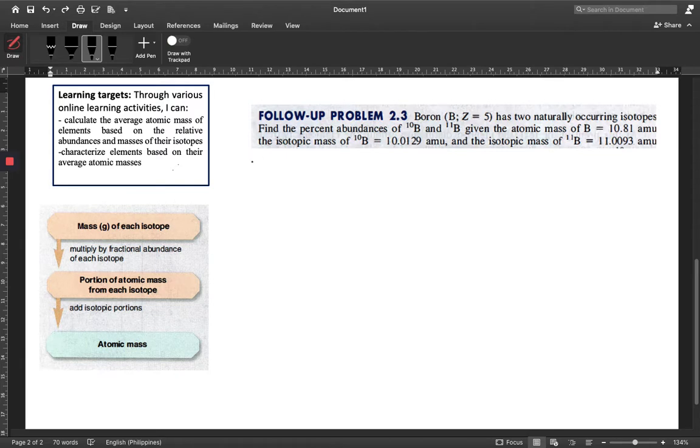Now we will be dealing with boron. Boron has two naturally occurring isotopes, and we are asked to find the percent abundances of boron 10 and boron 11, given that the atomic mass of boron is 10.81 AMU. So the average atomic mass was already given, which is 10.81 amu.